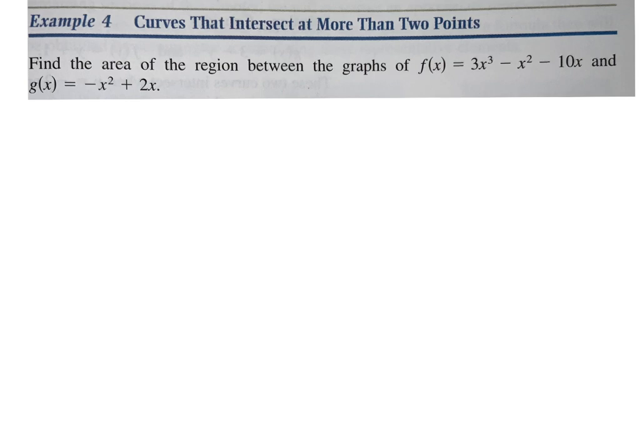When they don't give you the endpoints, you're going to see where they intersect. There are going to be times when they intersect more than one place, which is what happens here. So your first step is to figure out where that happens. So we're going to say 3x cubed minus x squared minus 10x equals negative x squared plus 2x. You do want to get this all to one side and factor.